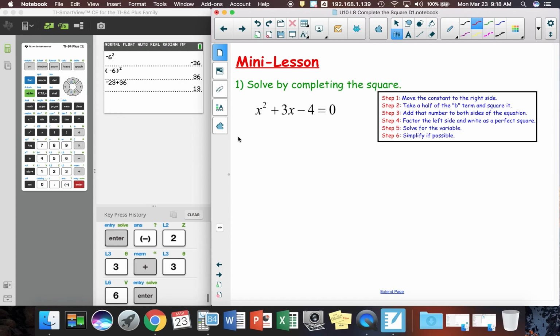Okay. First step, move the constant to the right side. Add 4. We're left with x squared plus 3x equals 4. Again, I left that space there because I have to add something to it. Let's find that special number. Take my b term, which is 3. I divide it by 2.